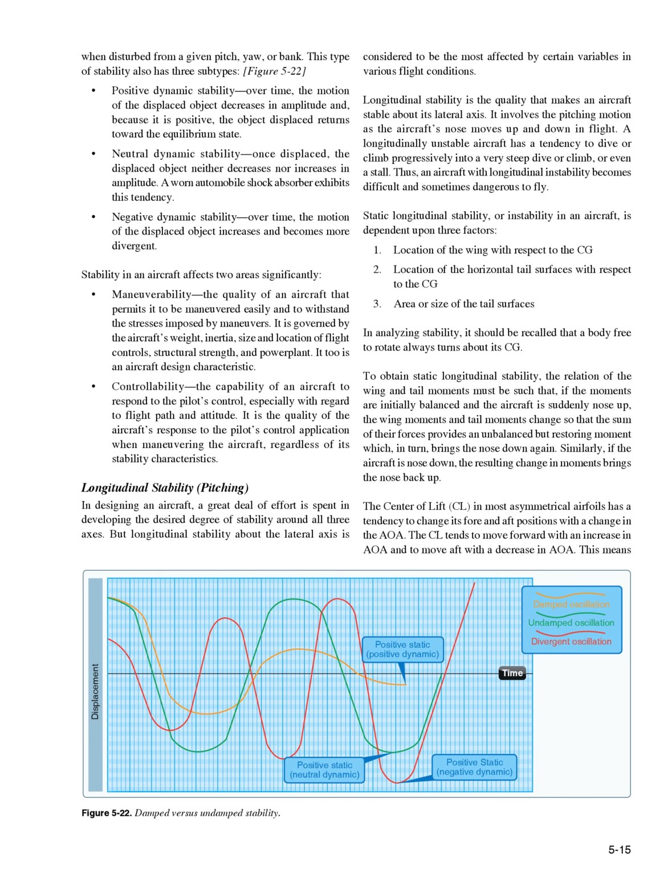Location of the horizontal tail surfaces with respect to the CG, and area or size of the tail surfaces in analyzing stability. It should be recalled that a body free to rotate always turns about its CG.